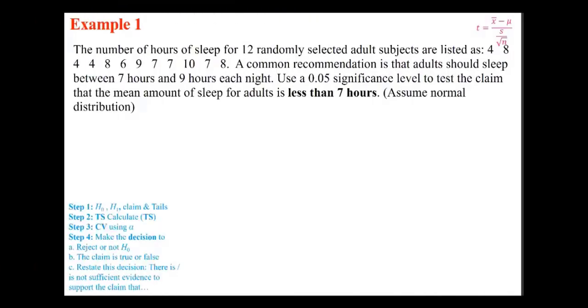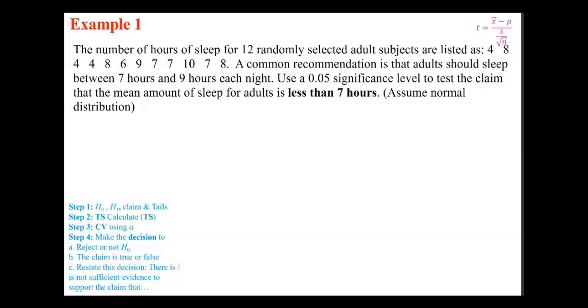The number of hours of sleep for 12 randomly selected adult subjects are listed as 4, 8, 4, 4, 8, 6, 9, 7, 7, 10, 7, 8. A common recommendation is that adults should sleep between 7 hours and 9 hours each night. Use a 0.05 significance level to test the claim that the mean amount of sleep for adults is less than 7 hours. Assume a normal distribution.